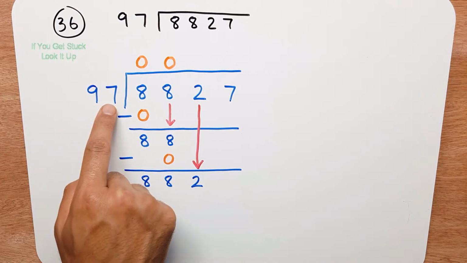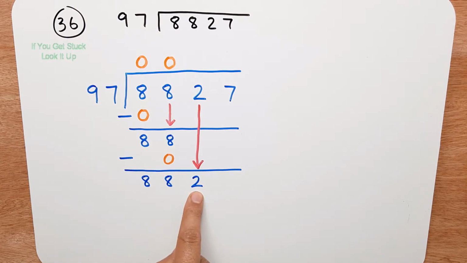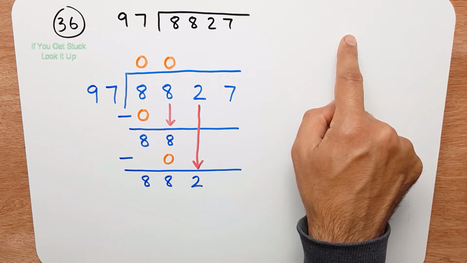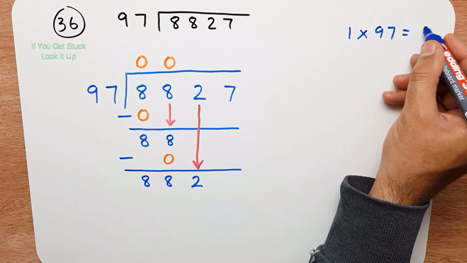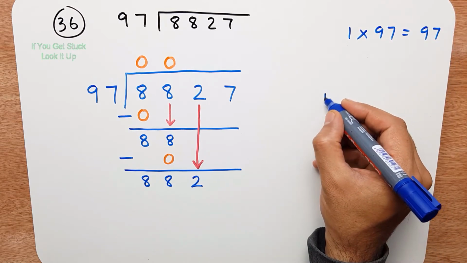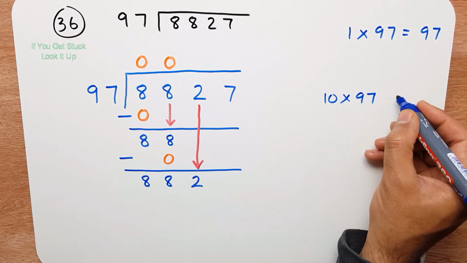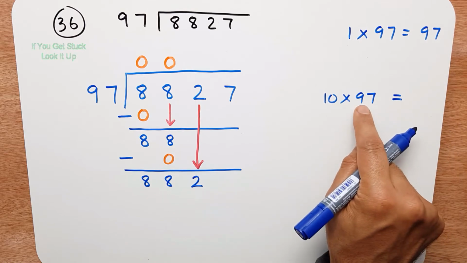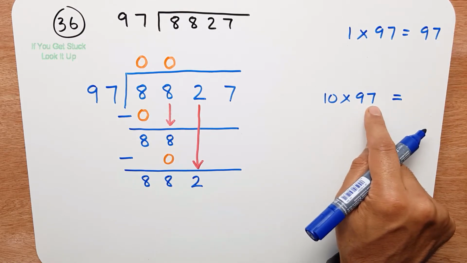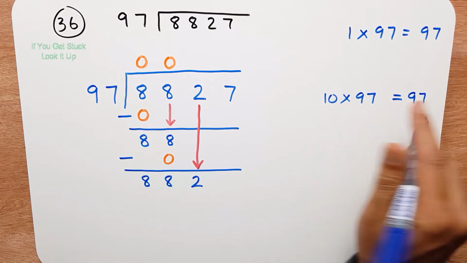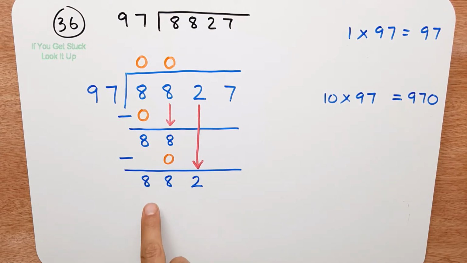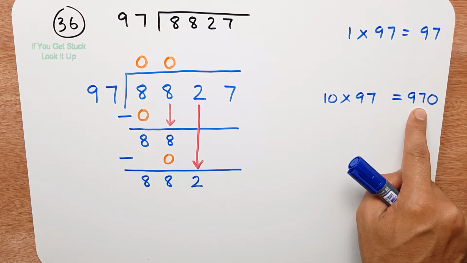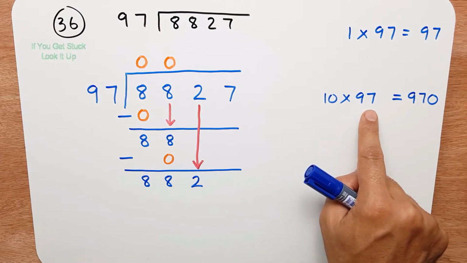So how many 97s are there in 882? Now there's a few facts that I know. So let me write those down. I know 1 times 97 is 97. And I know 10 times 97 is, so whenever you multiply a whole number by 10, you write the whole number down and you add a 0. So 10 times 97 is 970. So now if I look carefully, this number is very close to that number. So what I'm going to do is try 9 times 97.